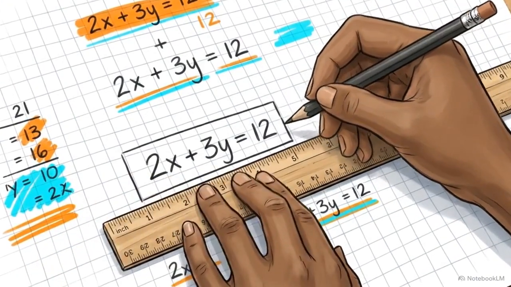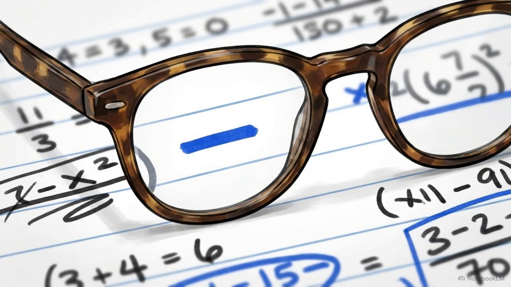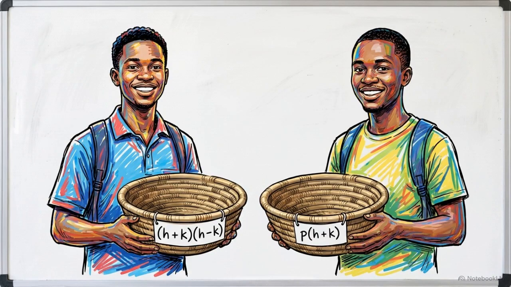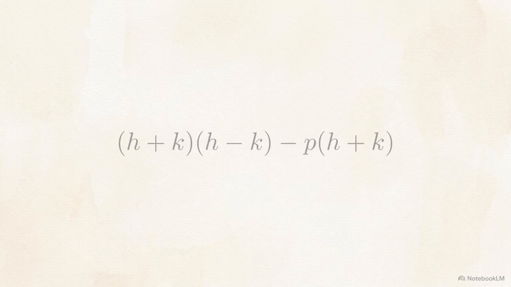With the equation expanded, our next step is to look for any elements that repeat on both sides of the minus sign. Think of this equation as two baskets. Basket 1 holds h plus k and h minus k. Basket 2 holds p and h plus k. When we look closely at both halves, we see that the bracket h plus k appears identically in both. That makes it our common factor.